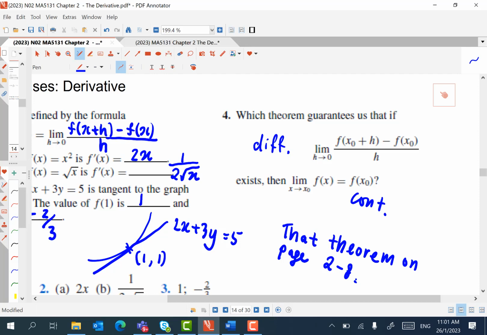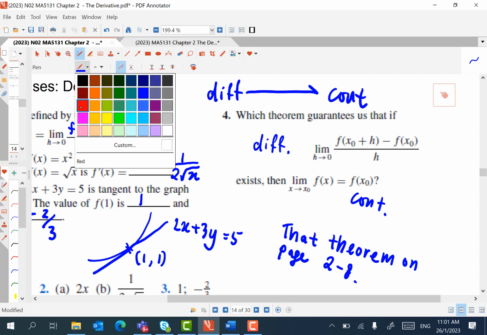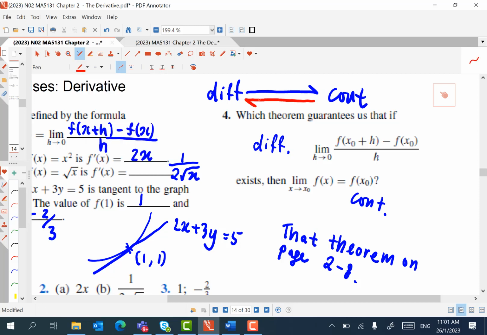Basically, differentiability implies continuity, but not the other way around. The other way around may not be true. So continuity is a necessary condition, but not sufficient.